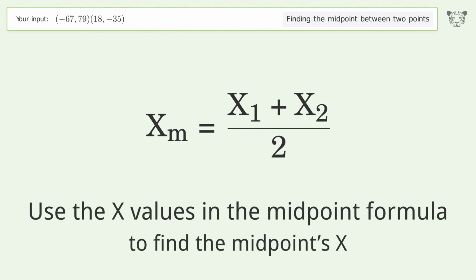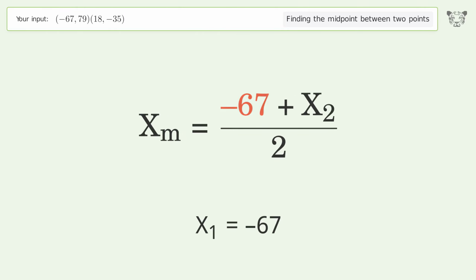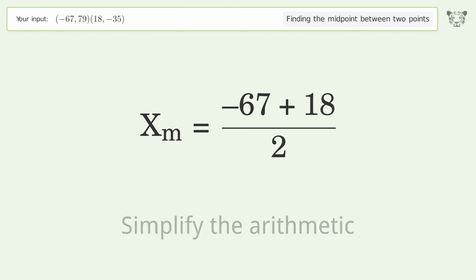Use the x values in the midpoint formula to find the midpoint's x. x1 equals negative 67. x2 equals 18. Simplify the arithmetic.